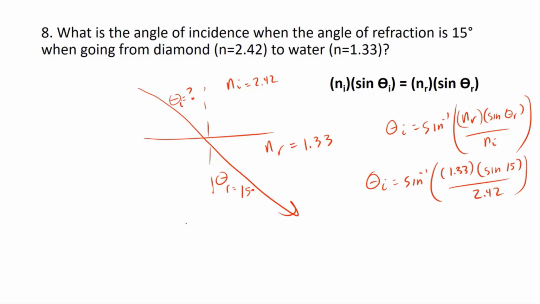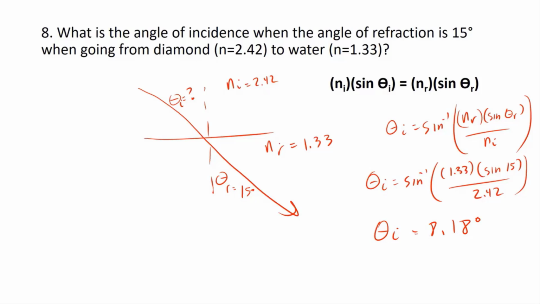So I'll type that into my calculator. Once again, I like to do things backwards. 1.33 times sine 15 equals, I see 0.34422. I'm going to divide that by 2.42. I see 0.14224 right now. And I'm going to take the second sine to get the inverse sine, second answer to pull in the answer, hit enter, and I end up getting an angle of incidence of 8.17769, but 8.18 degrees.